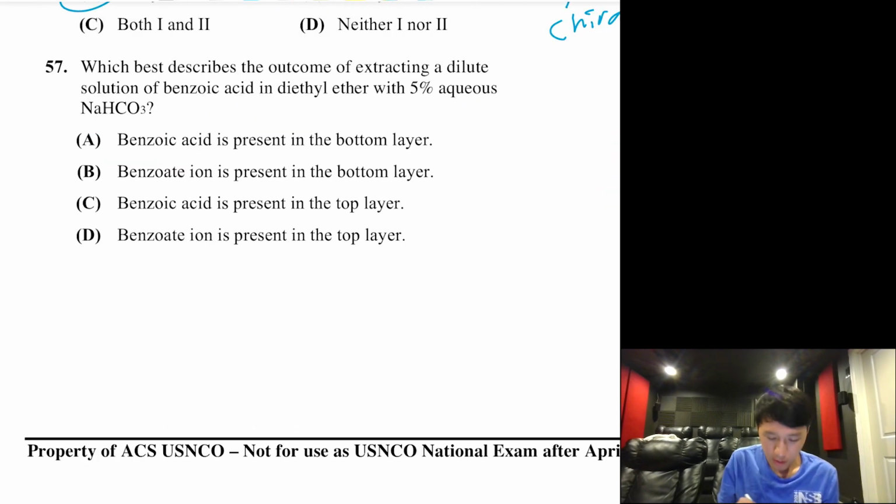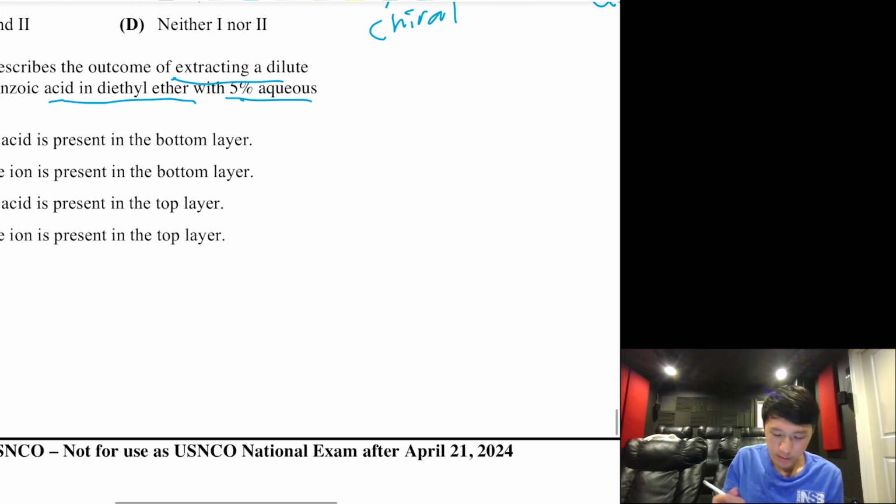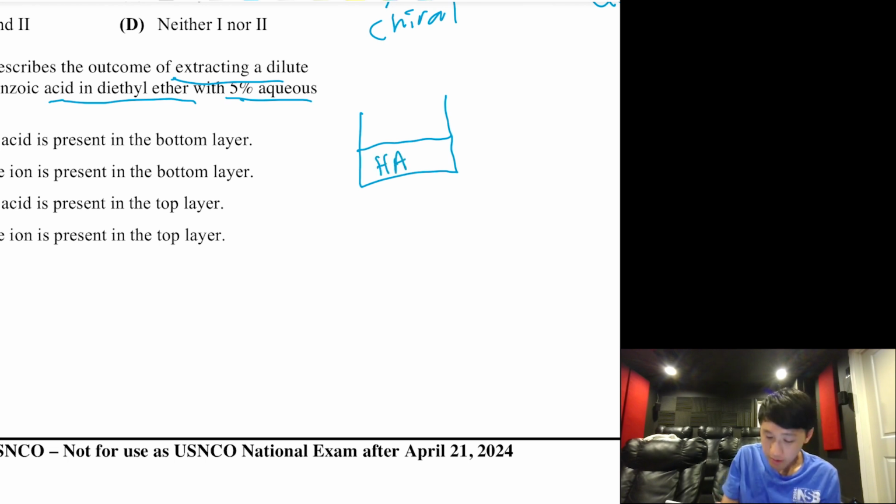Problem 57. Which best describes the outcome of extracting a dilute solution of benzoic acid in diethyl ether with 5% aqueous sodium bicarbonate? So what we have here is a reaction vessel or container with our benzoic acid, let's just call it HA. And then it's all in this ether solvent. We add water and our bicarbonate, so let's just call that base.